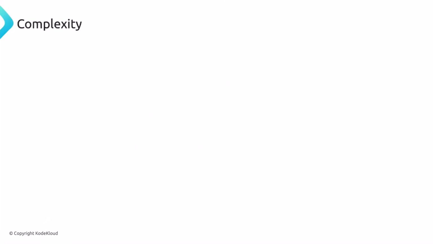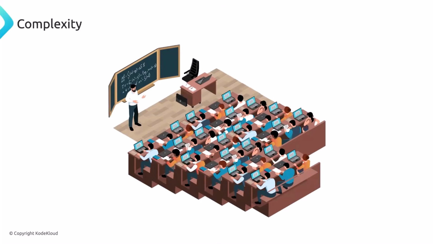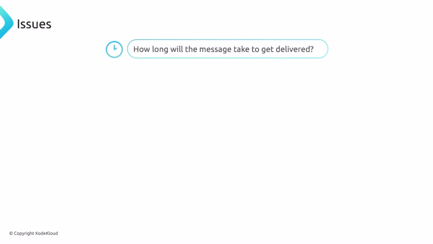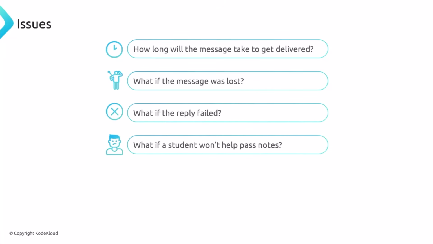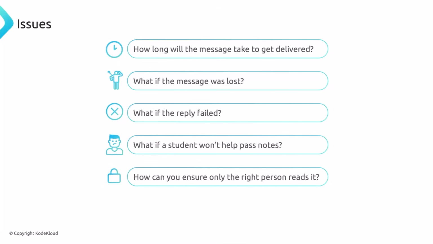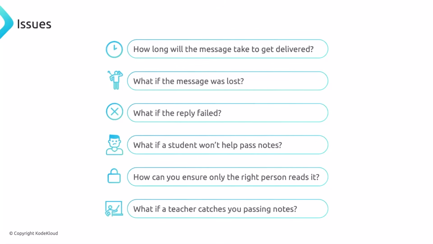Now imagine passing a note from the first row, third student, to row 5, let's say student 3. Suddenly now you have to pass that note through multiple rows. It could be pretty difficult, right? So some of the issues: how long will it take for that student to read that message? What if the message was lost or someone dropped it? What if a reply failed? What if a student isn't willing to cooperate in passing these notes? Also, how would you make sure no one else reads the private message before it gets to the intended receiver? What if a teacher catches you passing notes? These are all things, obviously, to consider.